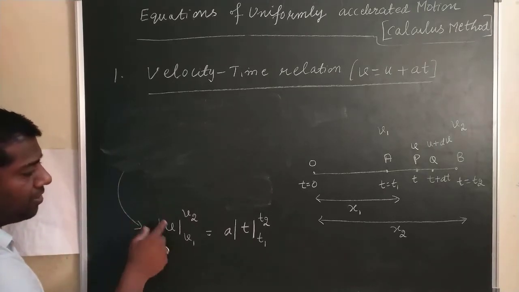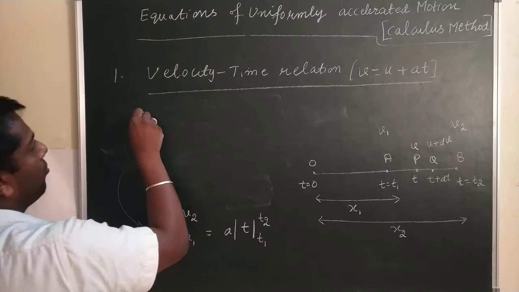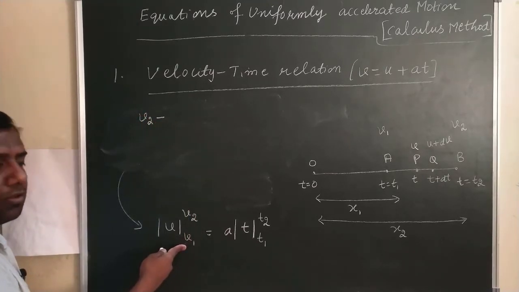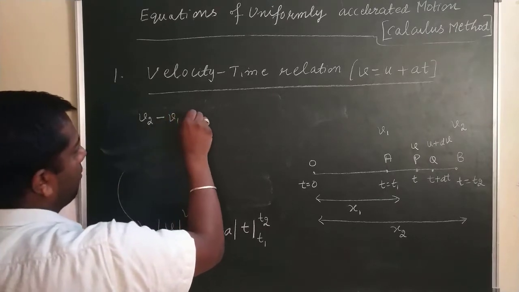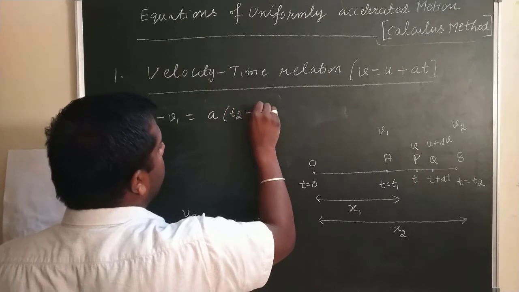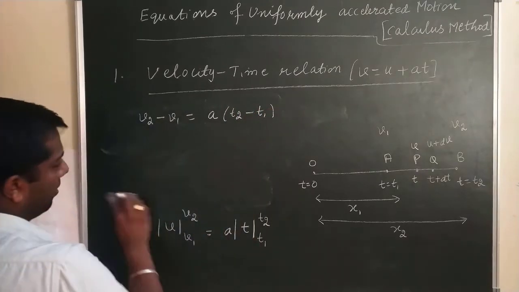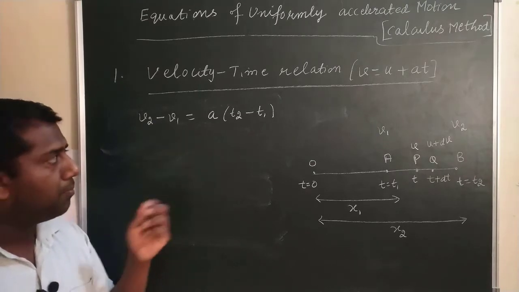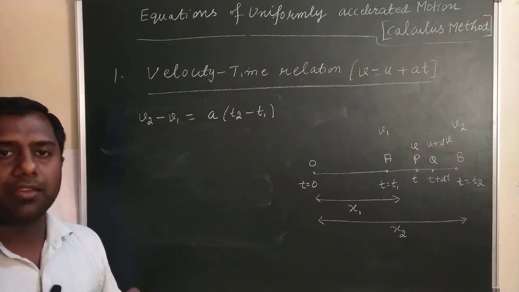Clear? So we will firstly put the higher limit, so we will get v2, then we will subtract the lower limit, and this is v1. Similarly on the right side we have t2 minus t1. So we have this expression, but in this expression we will take a supposition.